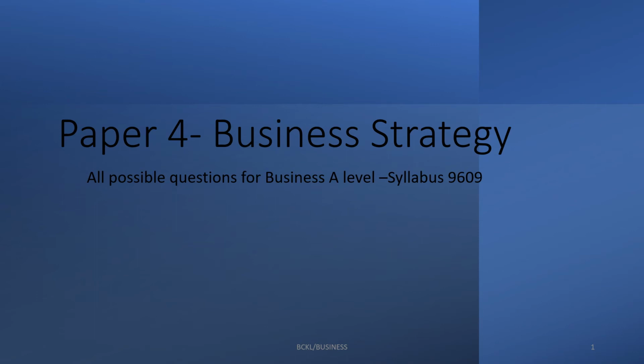Hello all. So today we will be looking at paper 4, Business Strategy, for Business A Level, that is the syllabus 9609. So we are going to discuss how to work out this paper.